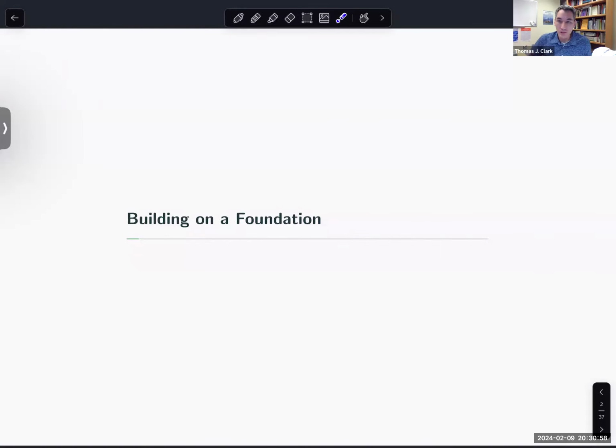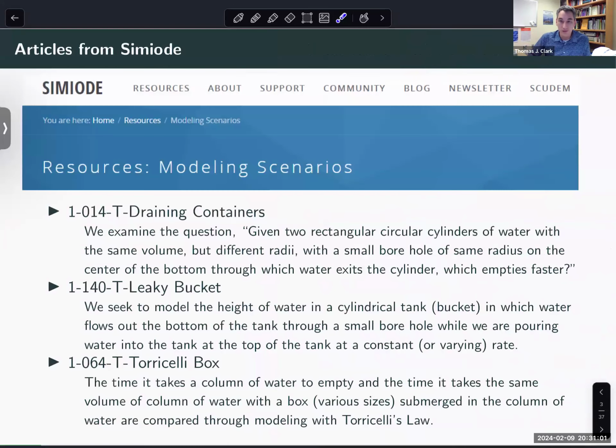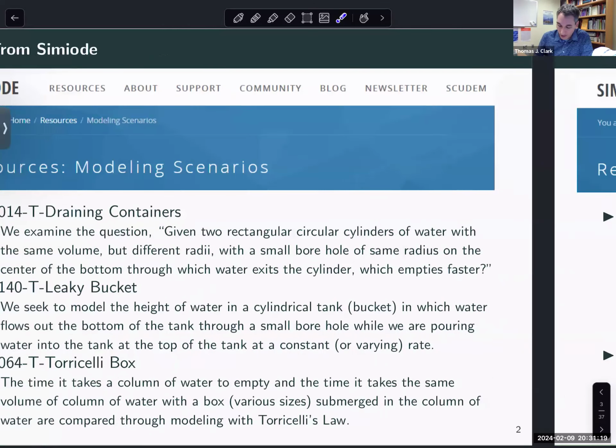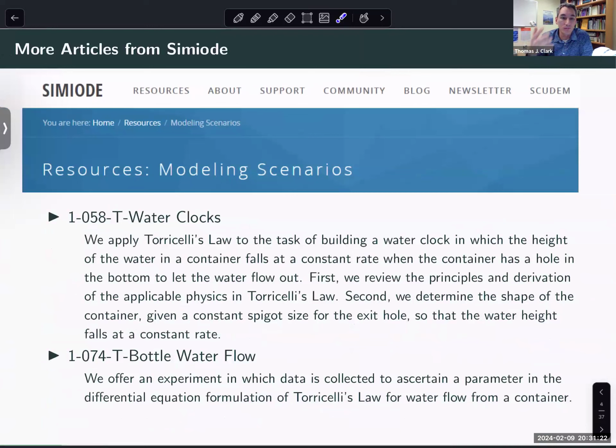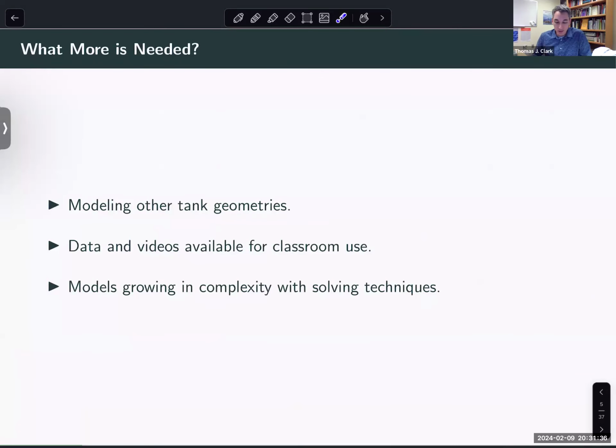So the first thing, building on a foundation, and this is a Semiode conference, and I think it bears stating how important some of these resources already are. The work that I'm doing is certainly building on work that was already done. There's several articles already on Semiode and resources and all kinds of things. I'll put some links at the end as well. But the idea of modeling draining water tanks is certainly well studied, and Torricelli's law is the key thing that people need in order to do it. So we're clearly building on a foundation here, but I think that there was room for extra work.